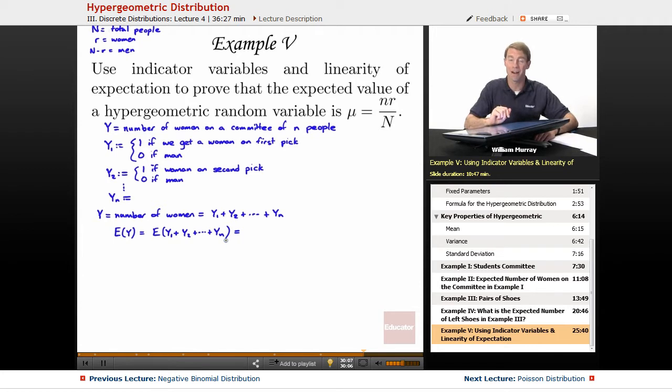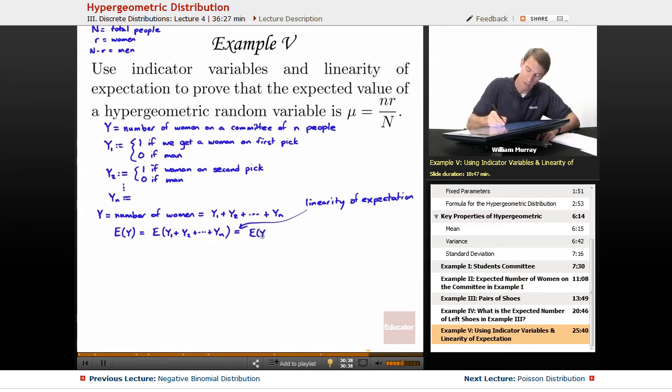And now we can use linearity of expectation. This is where we're going to use the linearity right here. Very important here. By the way, these variables are not independent, but linearity of expectation does not require that. Even though these variables are not independent, if you get a woman on the first pick, you're less likely to get a woman on the second because there are fewer women to pick now, you can still use linearity of expectation. That's kind of the glorious thing about linearity of expectation. So it breaks up into the expected value of each of these indicator variables.